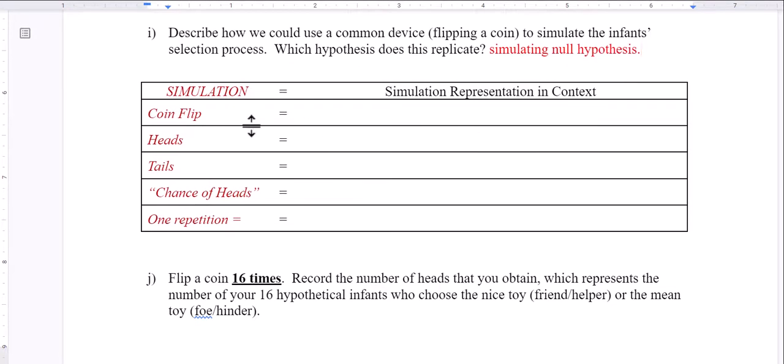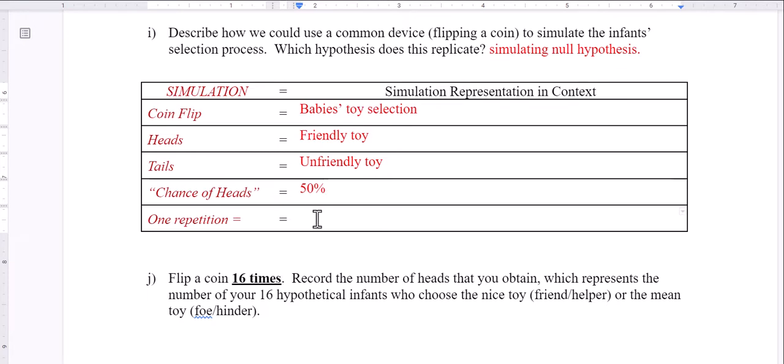So our simulation. Coin flip, what does the coin flip represent? The coin flip will represent the baby's toy selection. Right, as you flip the coin, it's as if the researchers are presenting the babies with the two toys. Let heads be the friendly toy, and tails will be the unfriendly toy. So what is the probability of heads? In a coin flip, this is going to be 1 out of 2, so 50%.